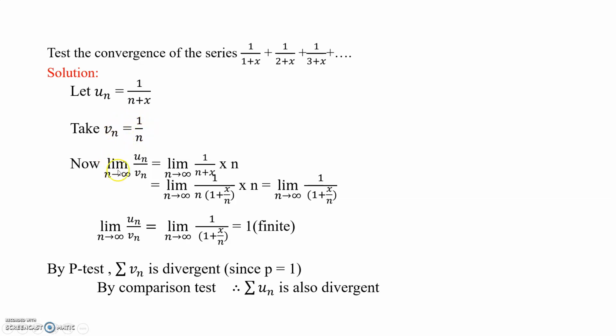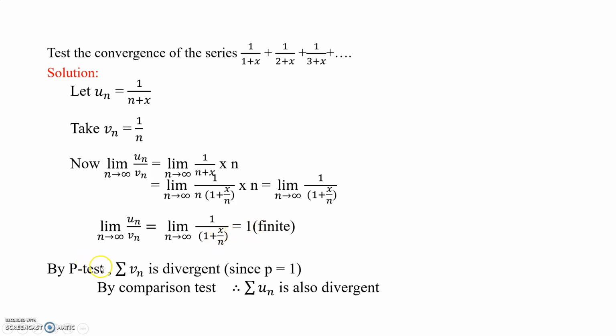Now limit n tends to infinity un by Vn is equal to limit n tends to infinity 1 by n plus x into n. So from the denominator take out the n outside, can be written as 1 plus x by n. So now cancel this n. So remaining we will get limit n tends to infinity 1 by 1 plus x by n. So now apply the limit n tends to infinity. So we get the finite value. That is anything by infinity will get 0. So 1 by 1 is equal to 1.